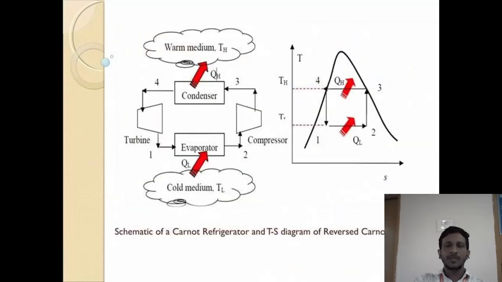This also shows the relation between temperature and entropy in the view of the TS diagram. Here the cold medium, the refrigerator's inner side, is called the cold medium or low temperature side. Evaporation takes place as the refrigerant enters the evaporator region. Here heat is absorbed from the refrigerator inside and rejected to the outside atmosphere through the condenser side. In between these two processes, we carry out adiabatic compression and adiabatic expansion by means of the compressor and turbine.